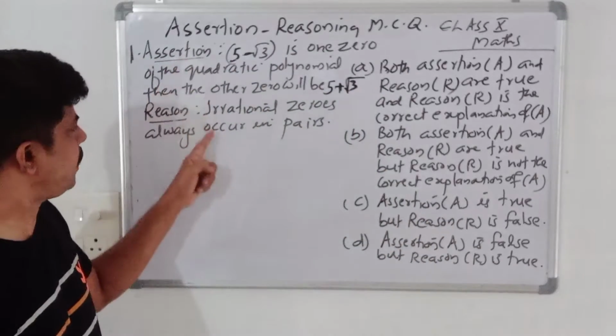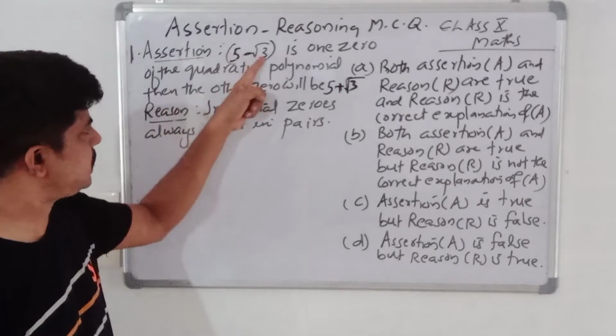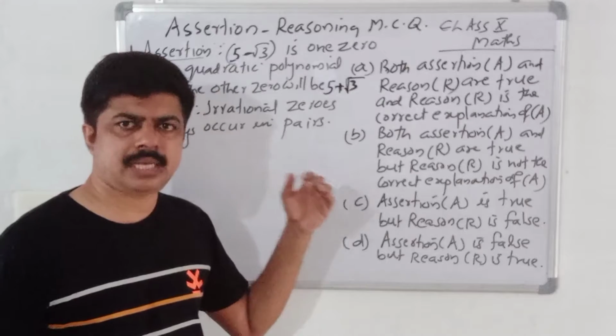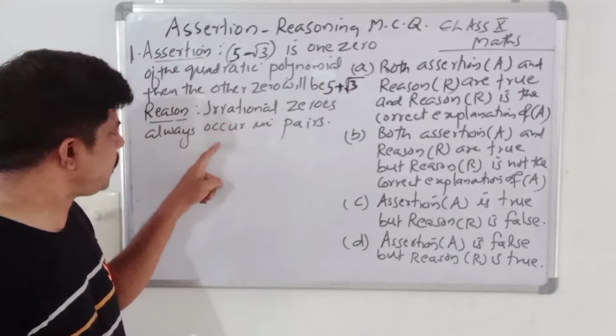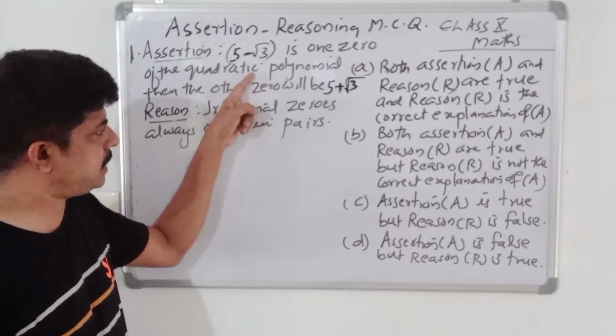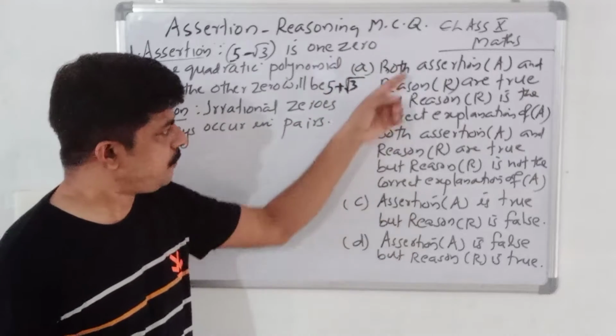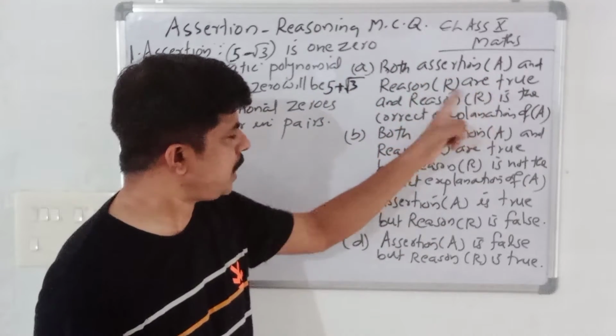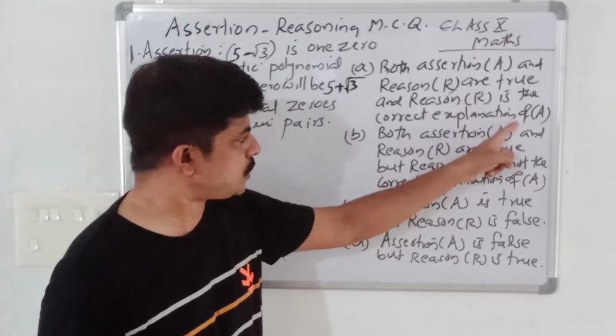We have two statements. The first statement is the assertion, the second statement is the reason. Actually, assertion is the simple statement. The second statement is the reason behind the statement. There are four options. We have the first option: both assertion A and reason R are true, and reason R is the correct explanation of A.